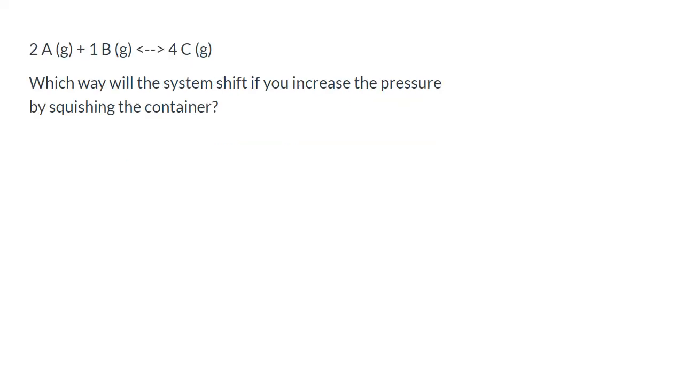All right, for this one, which way will the system shift if you increase the pressure by squishing the container? What I saw on this one was that you guys are doing a great job identifying we want it to shift towards fewer particles. We have that rule, if you increase pressure, shift towards fewer gas particles in particular. Sorry, my handwriting's really bad there.